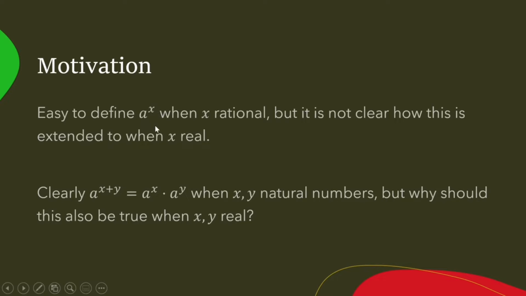So clearly when x and y are natural numbers, we have this property here, that a to the power x plus y is equal to a to the power x times a to the power y. And in fact, it's very easy to extend that to rational exponents as well. But it's not so clear what to do in terms of extending it to real numbers, so why should this property hold? However, we do treat this property as true even when x and y are real numbers. Why do we do that? So what's the justification? So in this video, we hope to address why this property does indeed hold amongst other properties.